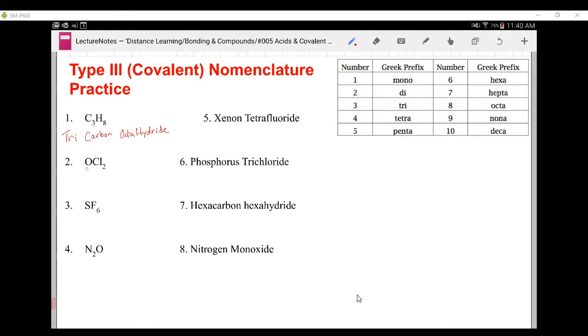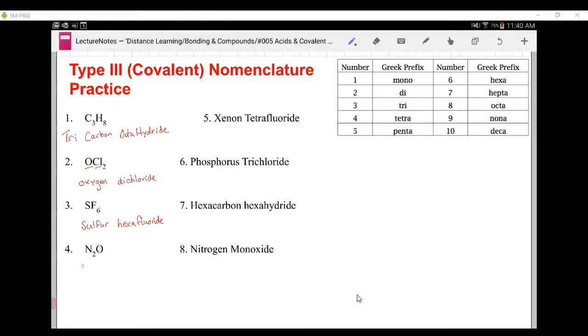Here I have oxygen and chlorine. Now there's only one oxygen, but it's the first element, so I'm not going to say monoxygen. I'm just going to put oxygen. 2 chlorines becomes dichloride. We have 1 sulfur, so again, I'm not putting monosulfur. I have 6 fluorines, so the prefix for 6 is hexa. And then we put fluoride, ending in IDE again.